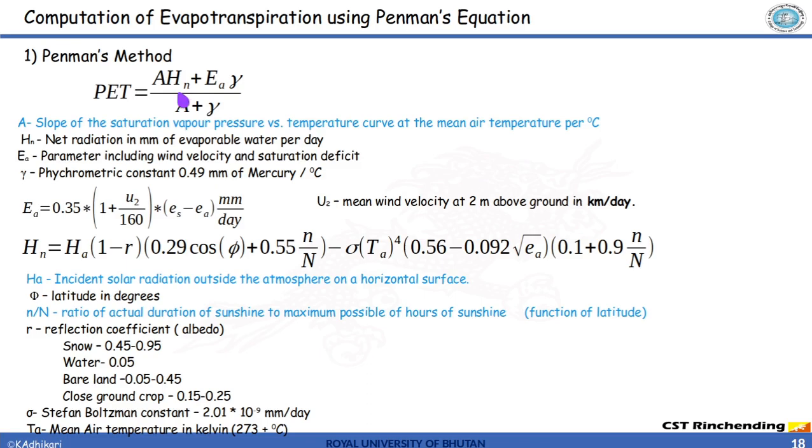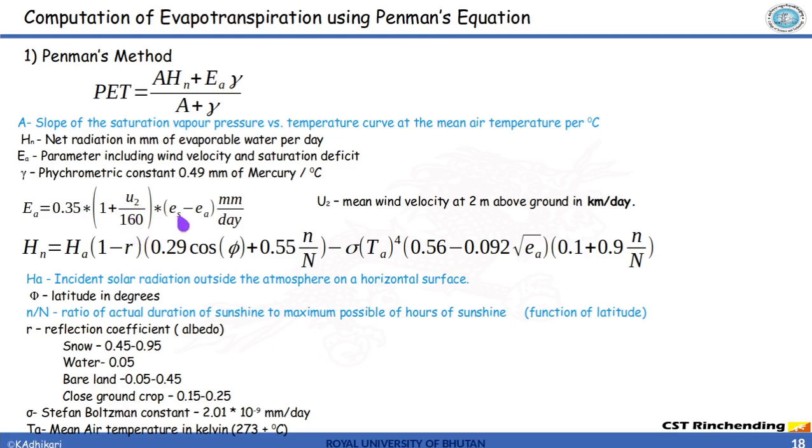Hn is the net radiation in mm of evaporable water per day, whereas Ea is the parameter including wind velocity and the saturation deficit, and gamma is a psychrometric constant. And further, Ea is given by this expression, which is 0.35 times (1 + U2/160) times the saturation deficit.